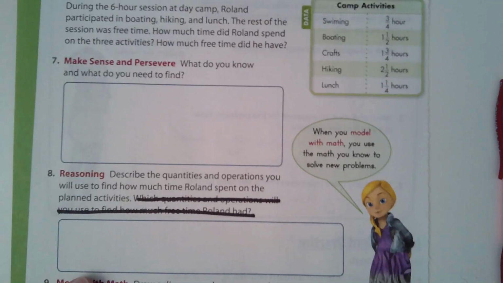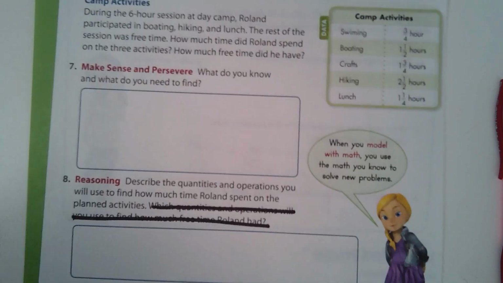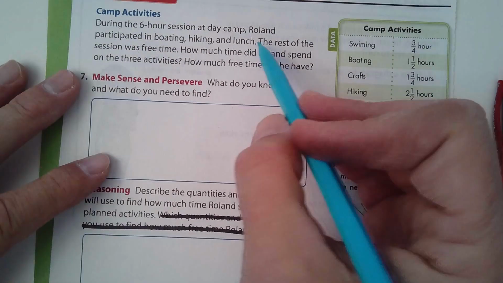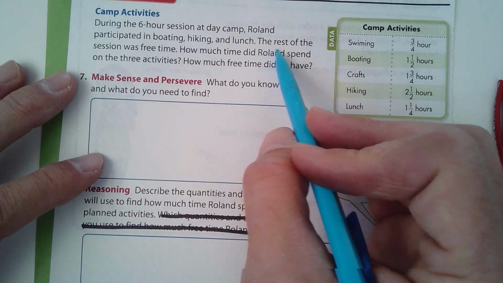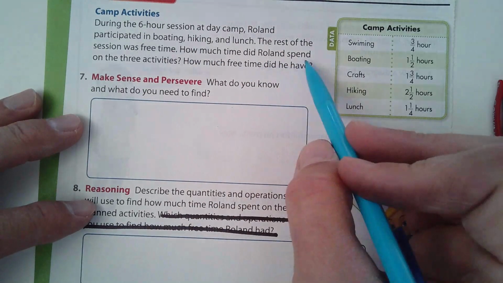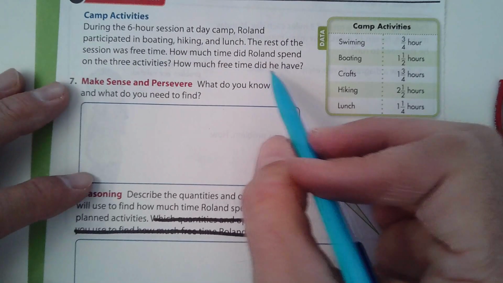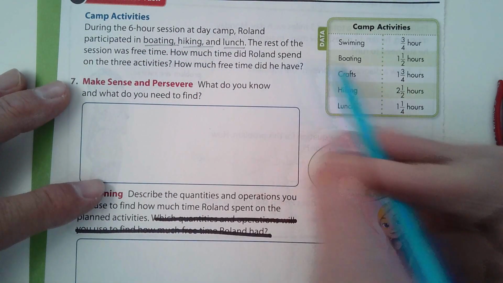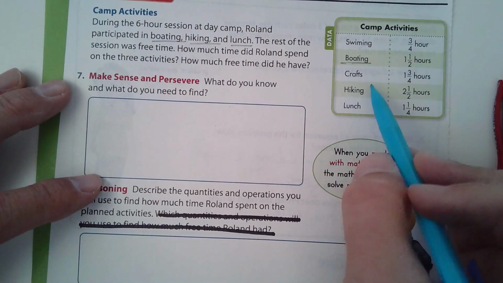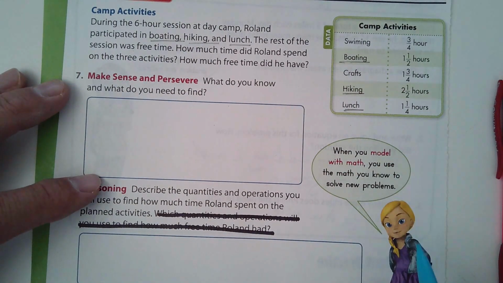All right. And let's see here. I want to keep it under 10 minutes. We're at 6 minutes, doing pretty good here. Camp activities. During the 6-hour session, Roland participated in boating, hiking, and lunch. The rest of the session was free time. How much did he spend on the 3 activities? Boating, hiking, and lunch.